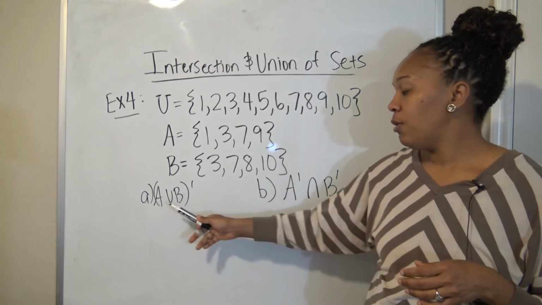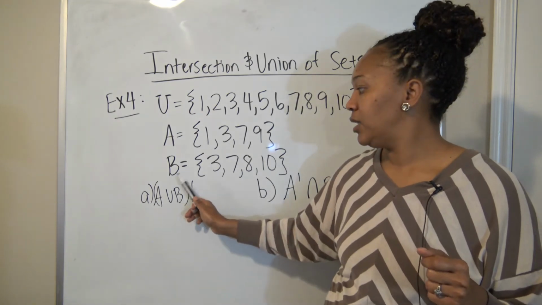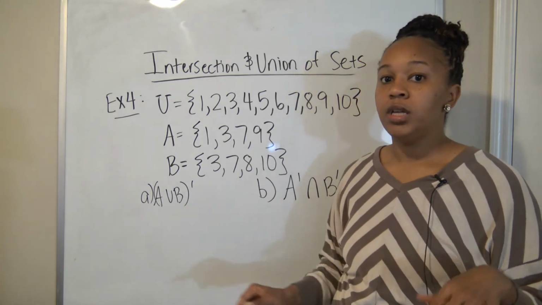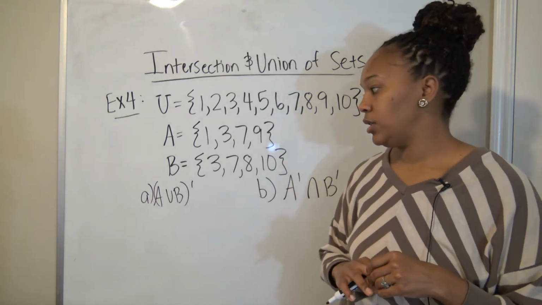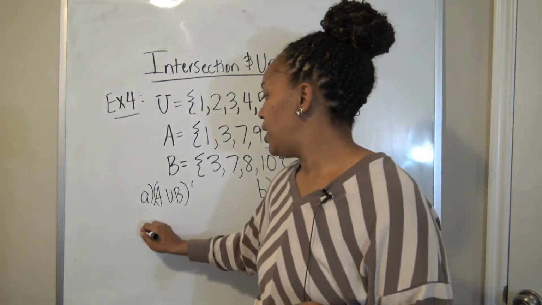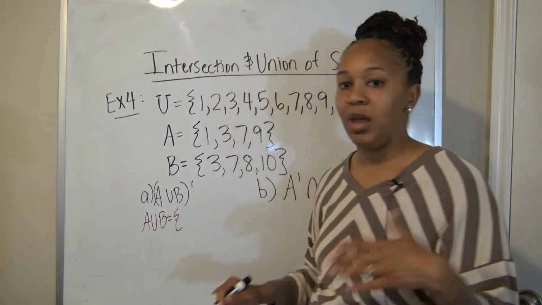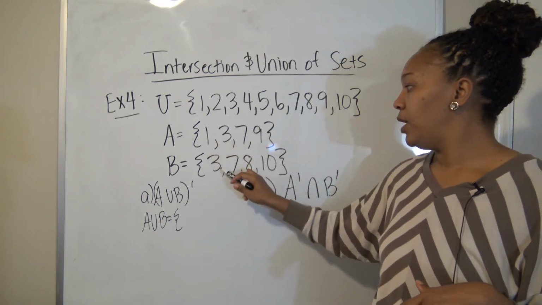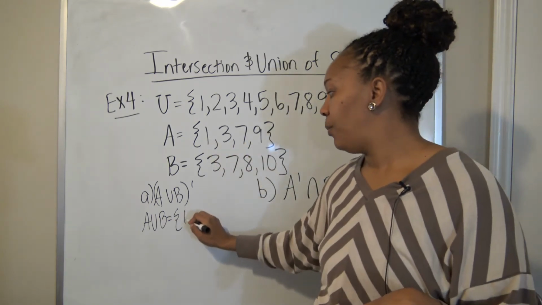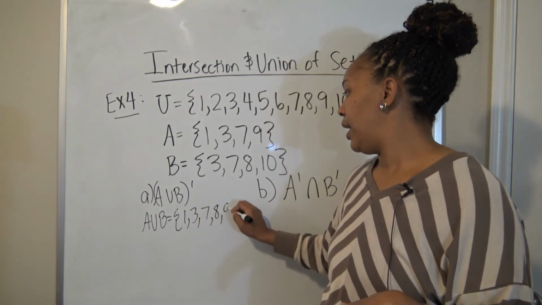So the first thing we want to do is find the complement. Remember, this little line outside means the complement of A union B. So in order to find the complement of it, we first have to find what A union B is. Okay. So A union B means you want to take everything in A and everything in B and put them together. So A has 1, 3, 7, and 9, and B has 3, 7, 8, and 10. So if I put them all together, I get 1, 3, 7, 8, 9, and 10.